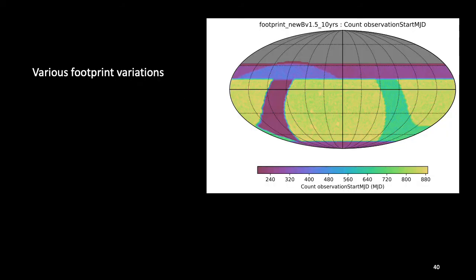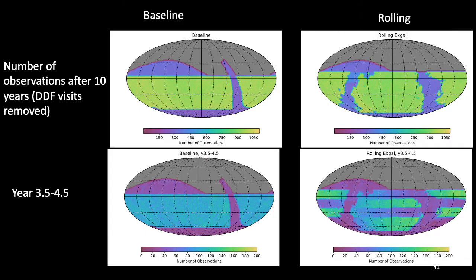So just to give you an idea, we have other talks that go into detail on our different simulation experiments, but for example, we do different footprints. Here's one where we extend wide, fast, deep north and south and take out the galactic anti-center, give it much less weight. We also do a number of rolling cadence strategies.